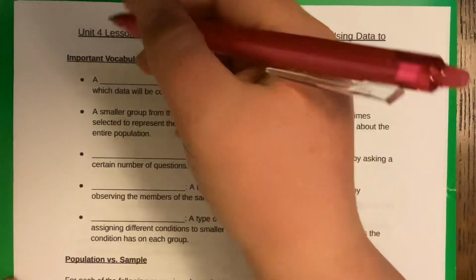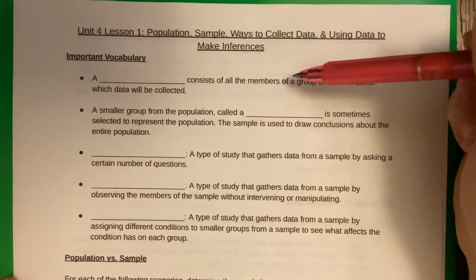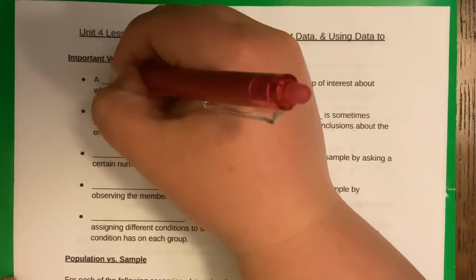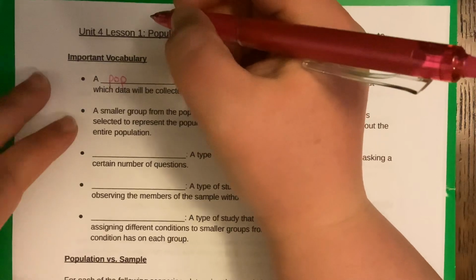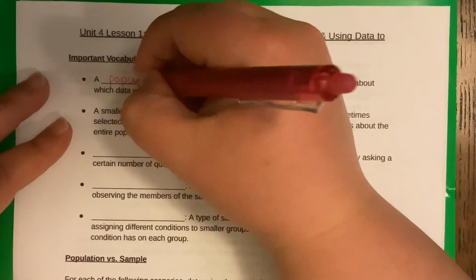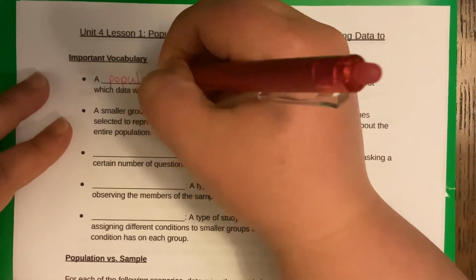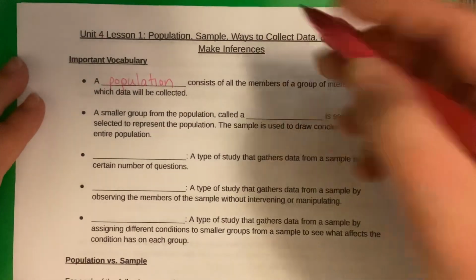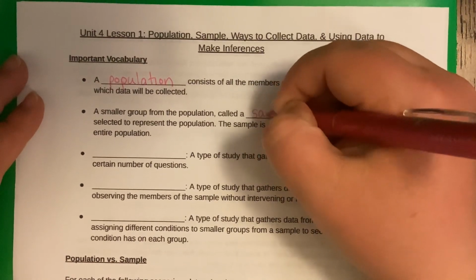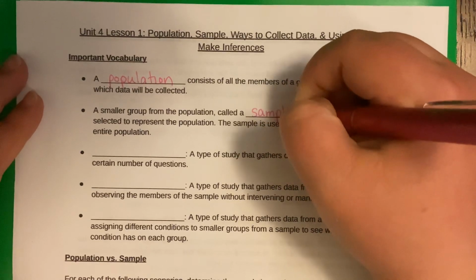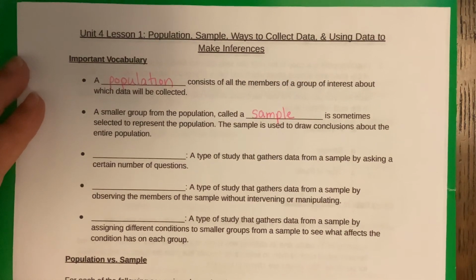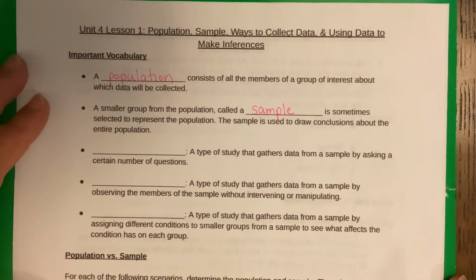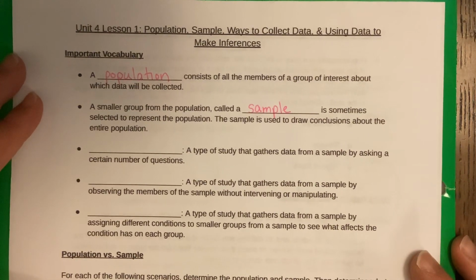So first of all, a population is what consists of all the members of a group of interest about which data will be collected. So our first important word is population. Now, from that population, you get a smaller group called a sample that is sometimes collected to represent the population. The sample is used to draw conclusions about the entire population.